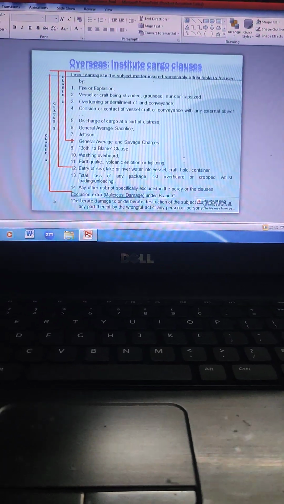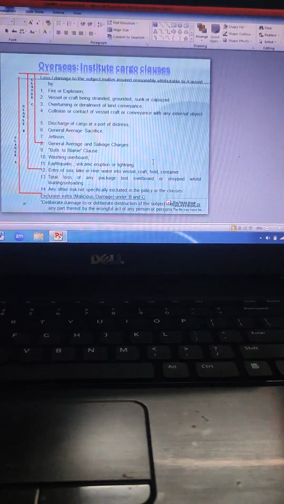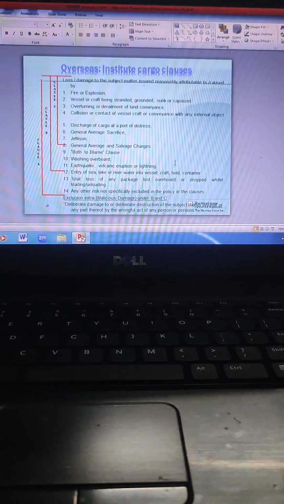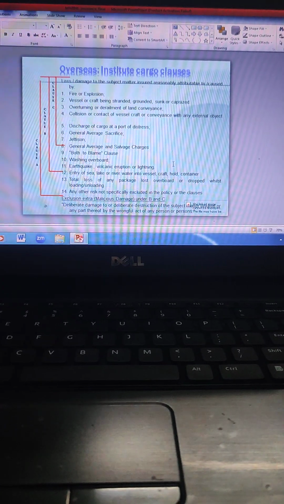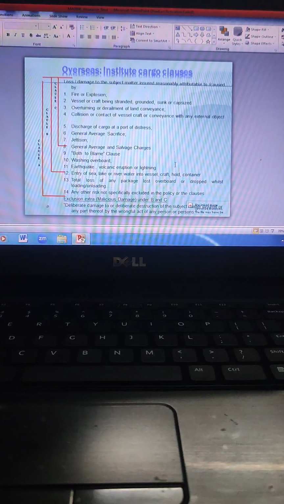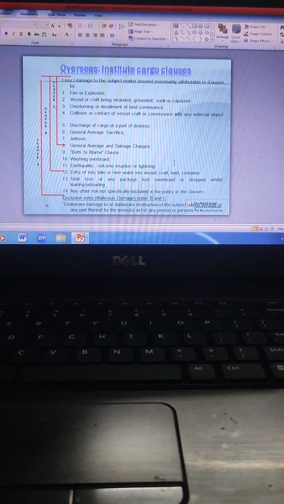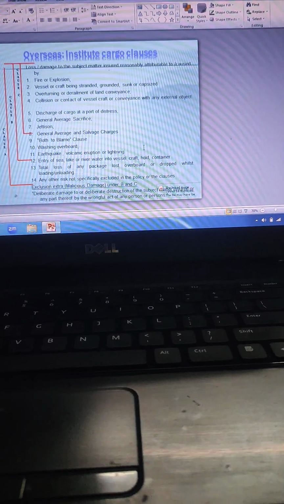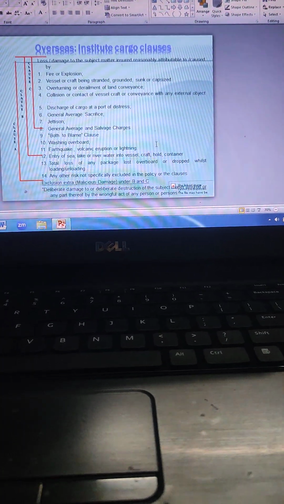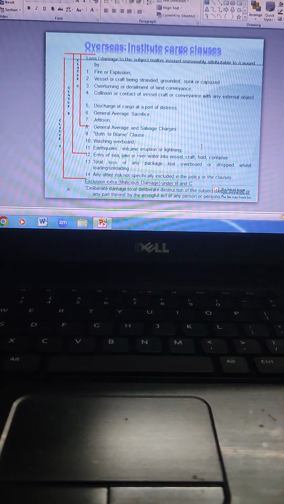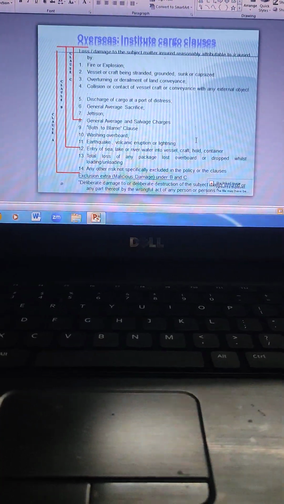That is loss or damage to the subject matter insured reasonably attributable to be caused by fire or explosion, vessel or craft being stranded, grounded, sunk or capsized, overturning or derailment of land conveyance, then collision or contact of vessel, craft or conveyance with any external object, then discharge of cargo at a port of distress. Next is general average sacrifice, and 7th is jettison.